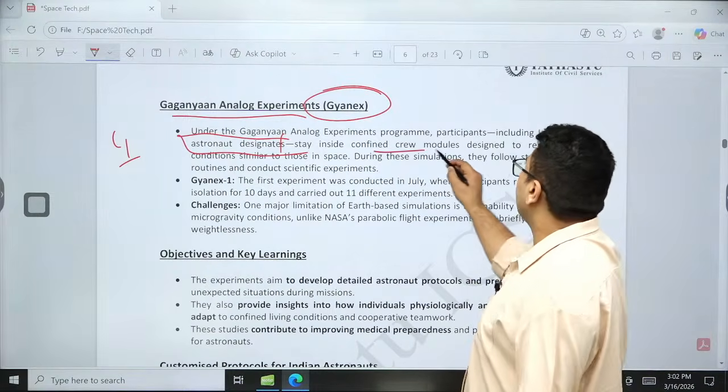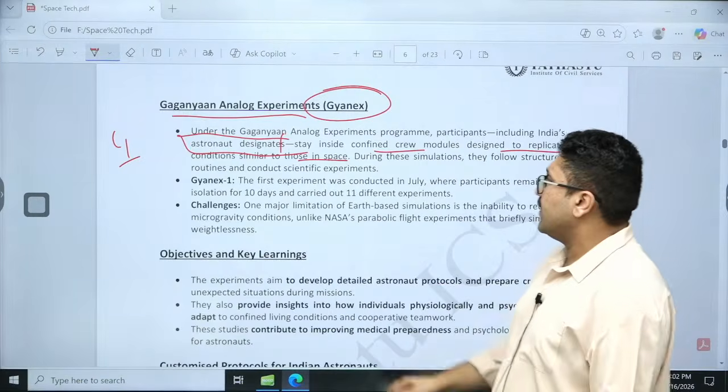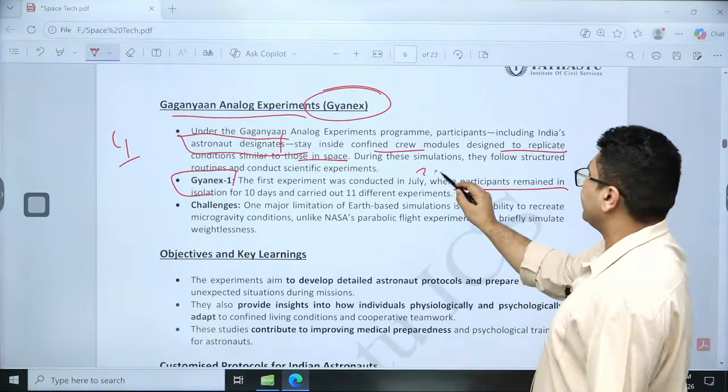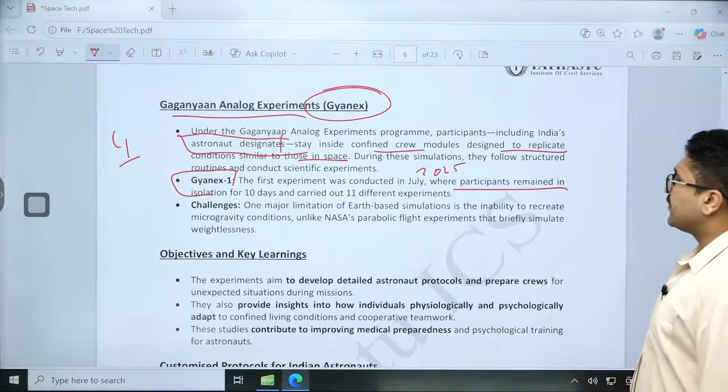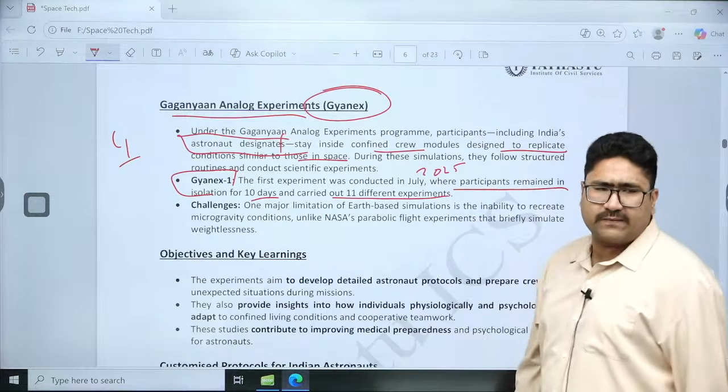They stay inside confined crew models designed to replicate conditions similar to that of space. GANEX 1, the first experiment, was conducted in July 2025, where participants remained in isolation for 10 days and carried out 11 different experiments.